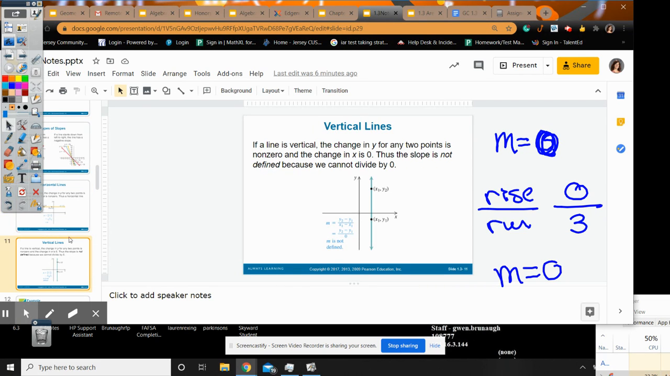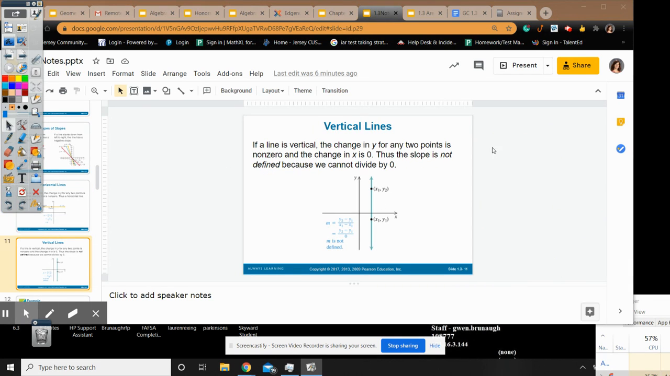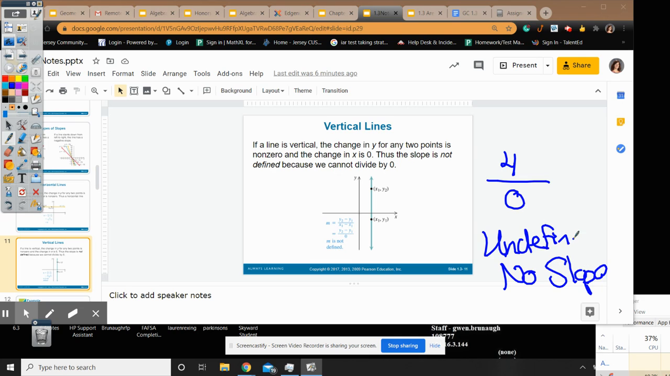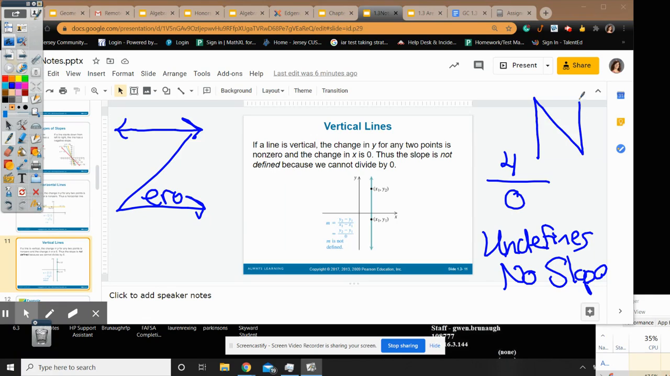When you have a vertical line, you are rising, but you're not running. So if you're not running and you have a 0 on the bottom and a 4 on top, you all know, we just discussed this last week, you cannot divide by 0. That is undefined, or there is no slope. So vertical lines have no slope. A way you can remember this, if you have a horizontal line, you can make a capital Z out of it, and that's for 0. And if you have a vertical line, it spells the word no. So that's a nice little way to help you remember in case you forget.